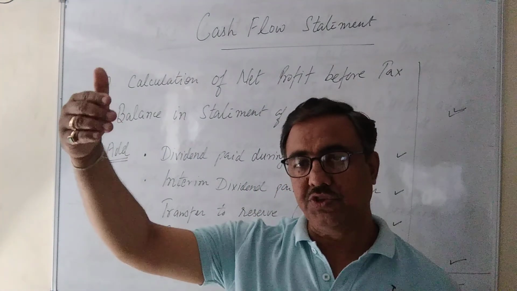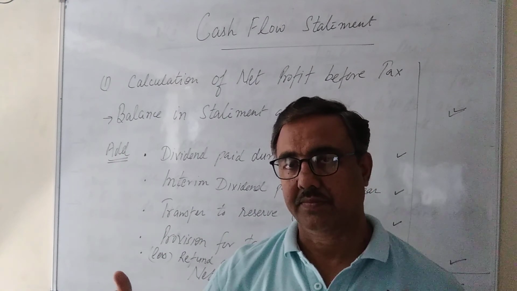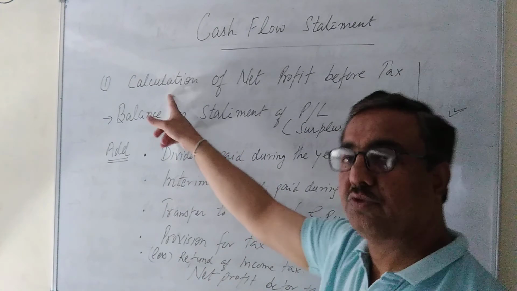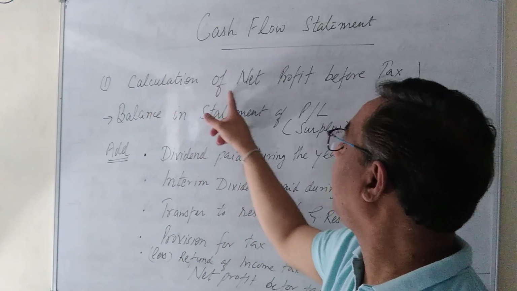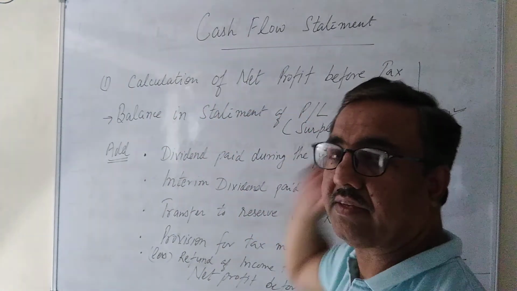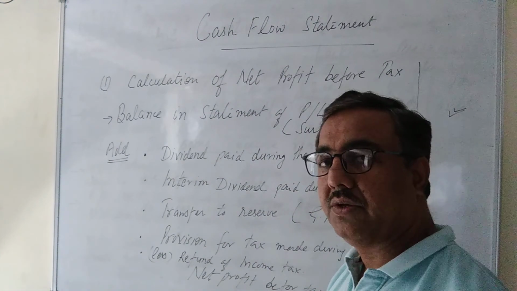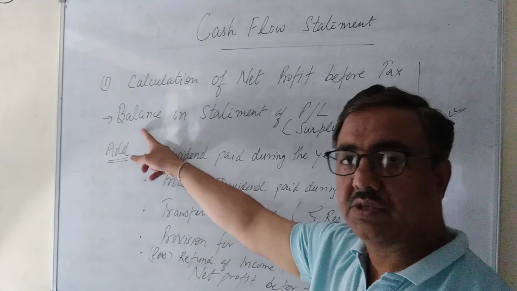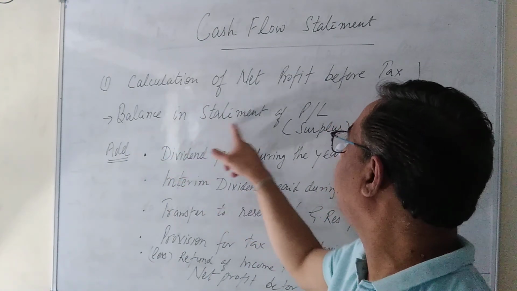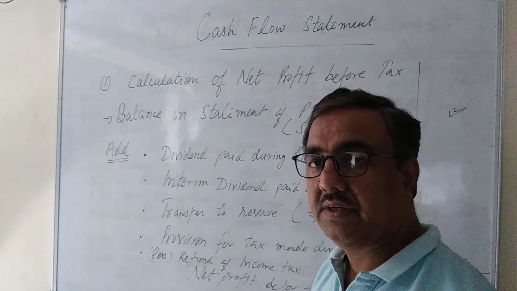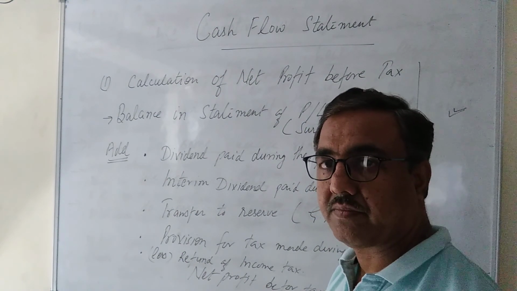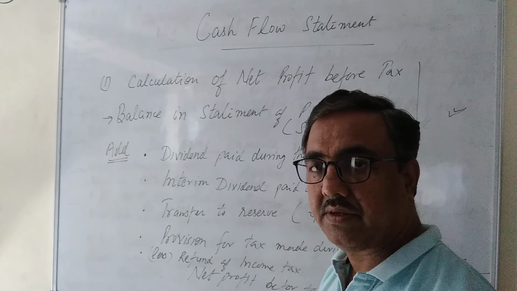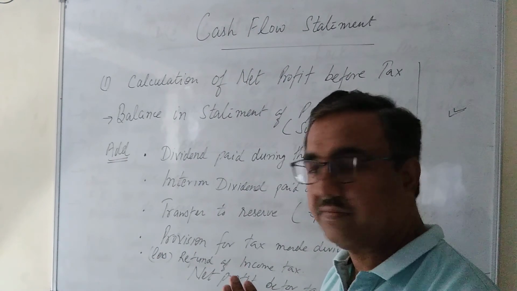In this cash flow statement format, in working notes, this is the first working note we are going to make: calculation of net profit before tax. This is the very first thing which we have to calculate. In the question, you will find the balance in the statement of profit and loss, current year and previous year. You will find the balance, whatever is there, current year minus previous year.